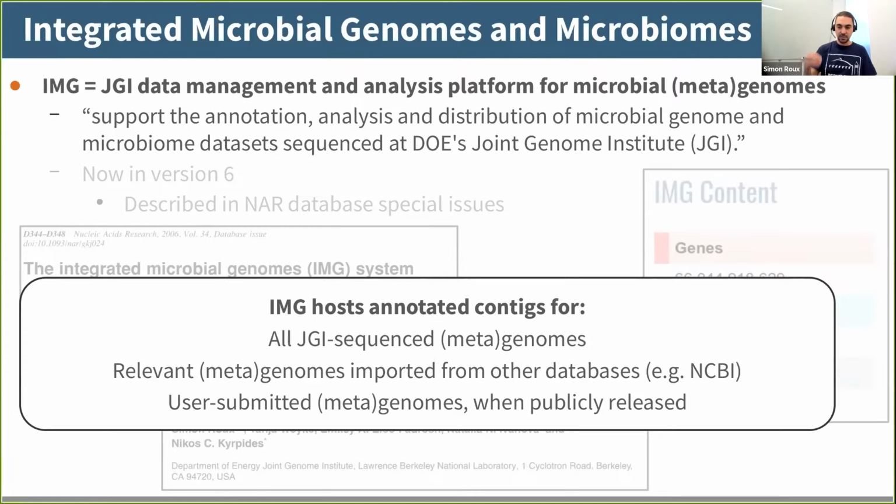And finally, we do have in IMG a number of user-submitted metagenomes, because as an IMG user, you can submit your own data, analyze it, and then eventually release it publicly, in which case it goes into this big pile of IMG public data. So that's all to say we have a lot of publicly available metagenomes on IMG, the bulk of it coming from our own sequencing of user projects.